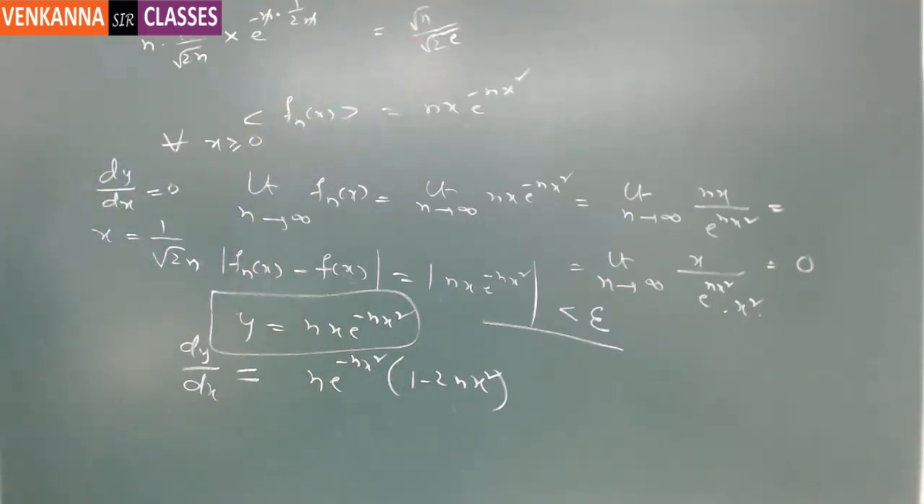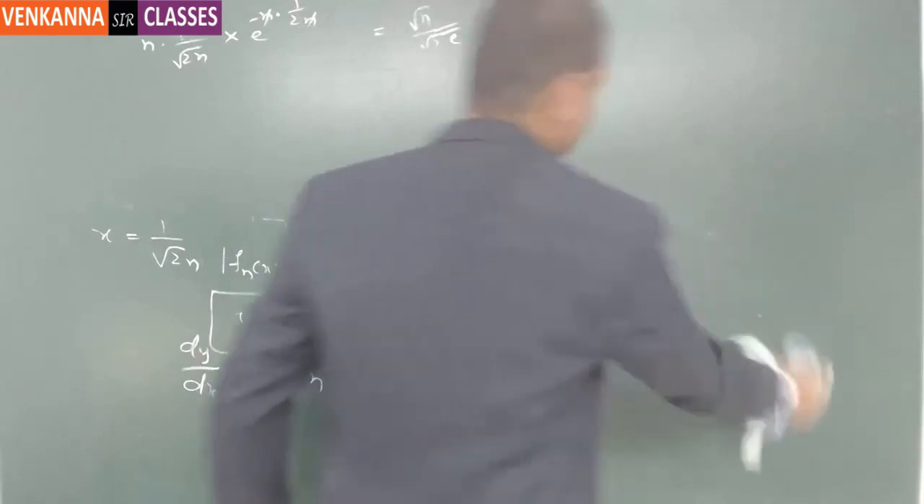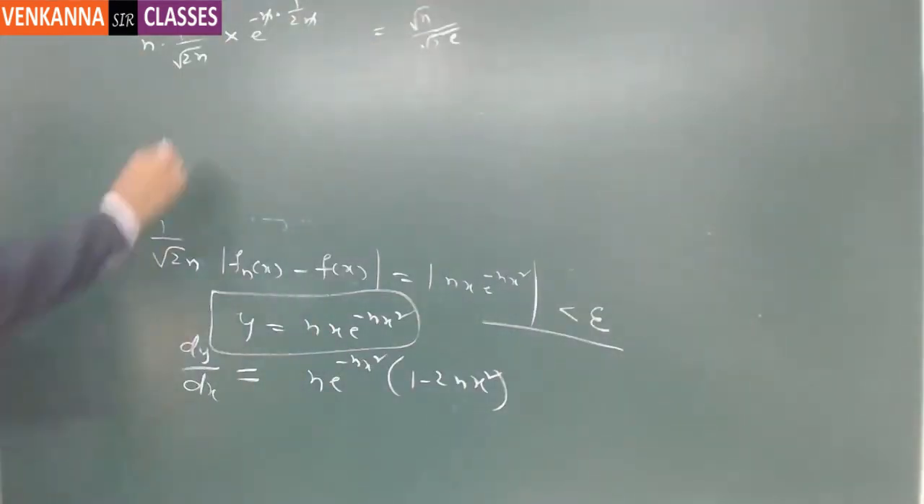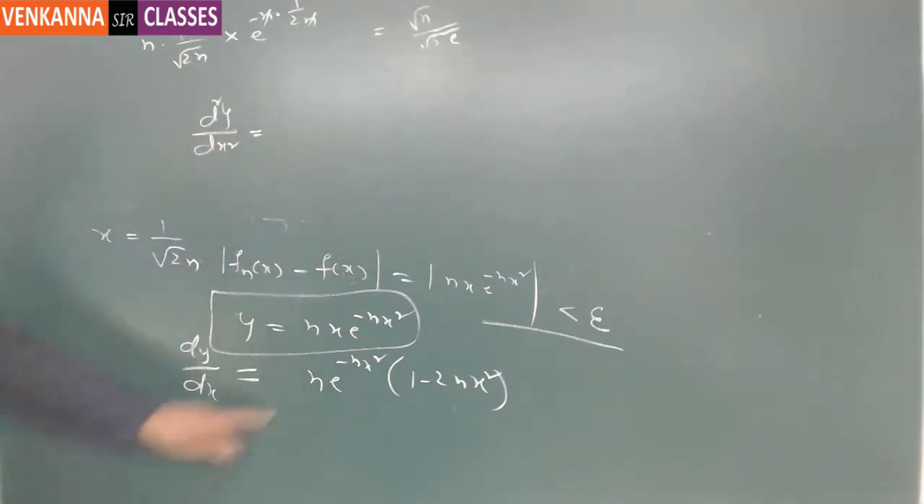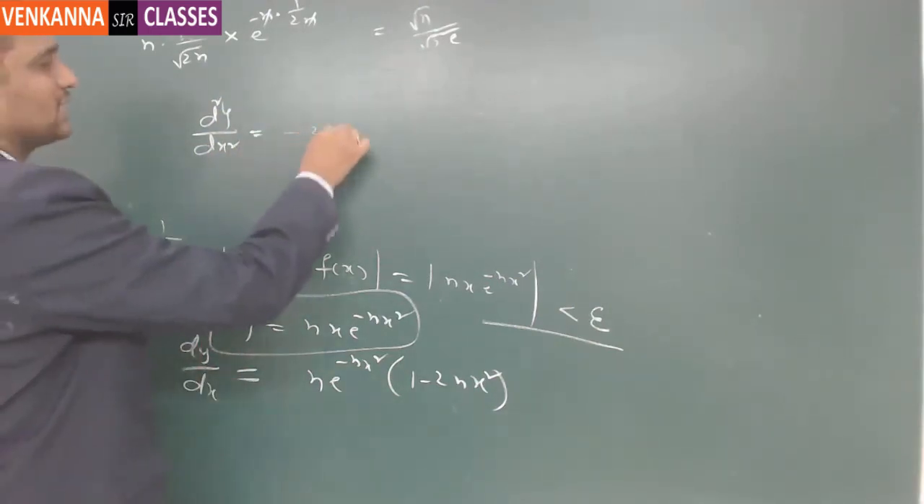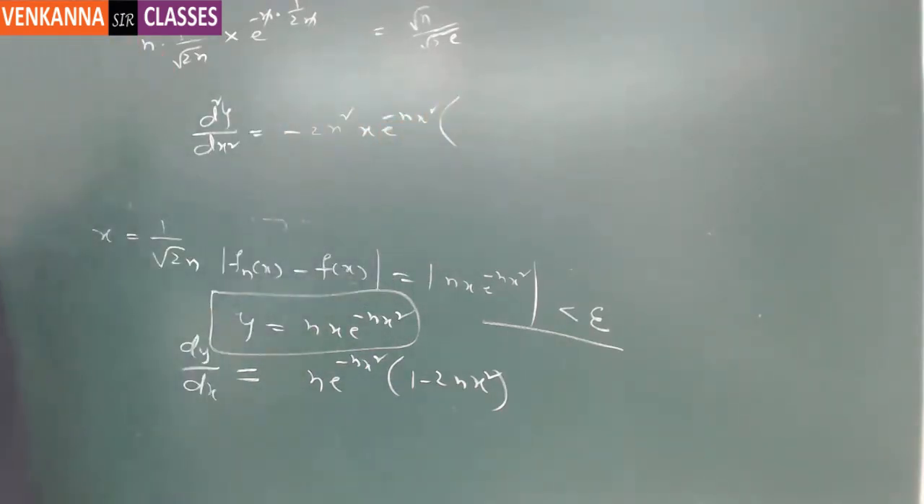And if you want to say that that value is maximum, I need to calculate the second derivative, that is d square y by dx square. So if I calculate d square y by dx square, again for this expression using the product formula uv, I am going to get the value as minus 2n square into x into e power minus nx square and 1 minus 2n square plus 2.